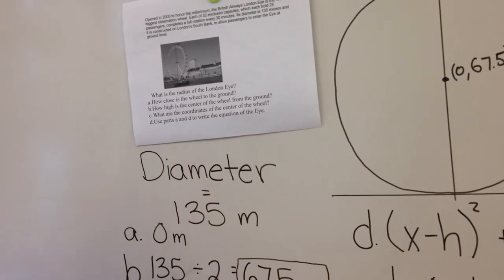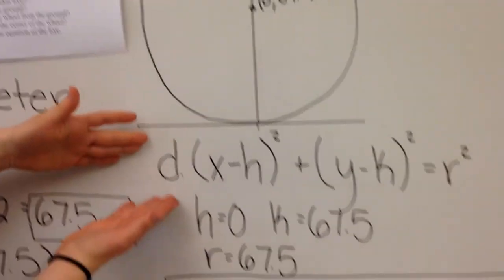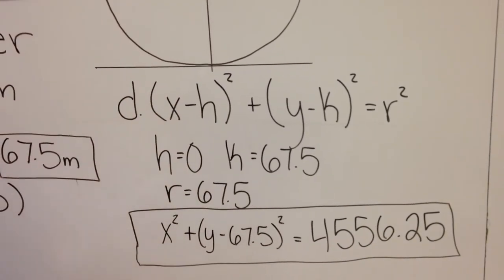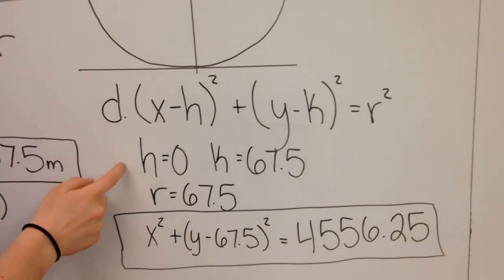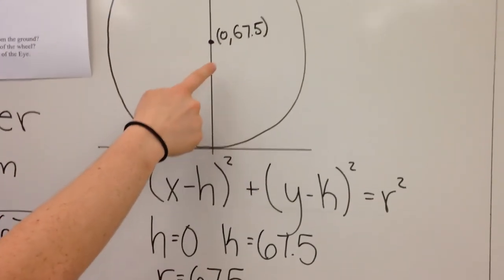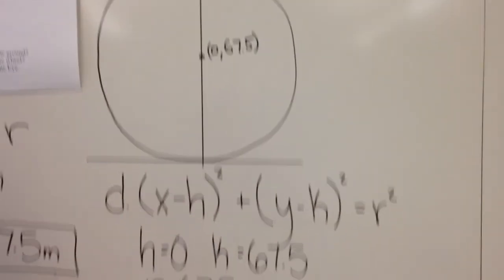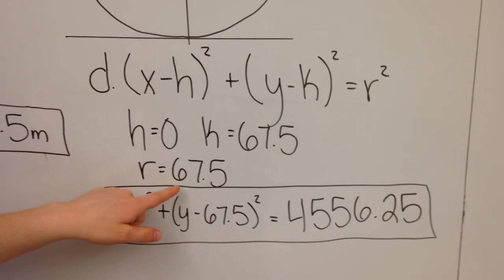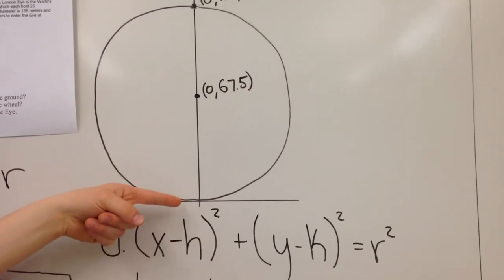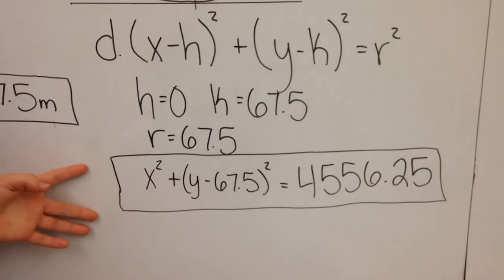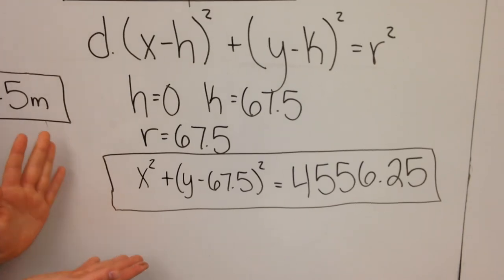And then for the final part of the question, we had to write an equation for the circle. And to do this, I used the regular formula to find the equation of a circle. And then since I know that h is 0 and k is 67.5, because I know what the center of the circle is, I then plug these numbers in along with the radius, which equals 67.5, because this is the distance from one end of the circle to the center. And then knowing this, I plugged it into the equation, and then I found this to be the solution.